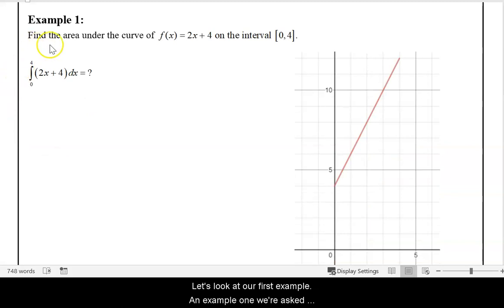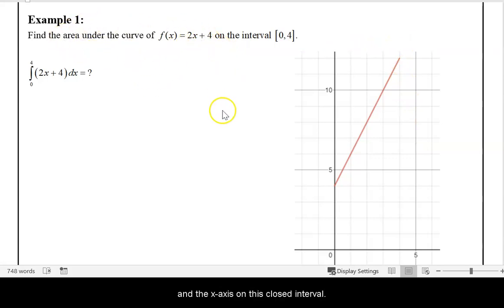In example 1, we're asked to find the area under the curve f of x equal to 2x plus 4 on the closed interval between 0 and 4. I've produced a picture of the graph here using Desmos. You'll see that it does cross the y-axis at 4, has a slope of 2, and is extending only between the vertical lines x equals 0 and x equals 4. This then is asking us to find the area between the curve and the x-axis on this closed interval. That is the definite integral.